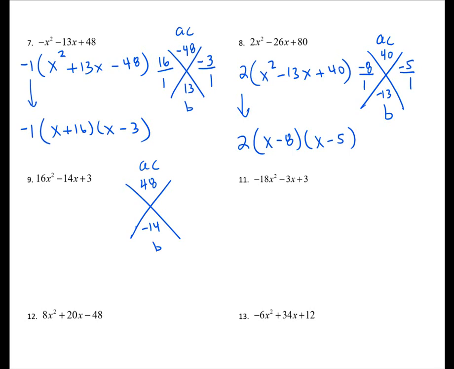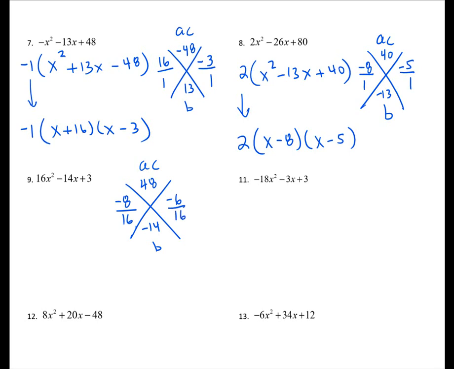Now, what two numbers multiply to give me 48, but add up to give me -14? So it looks like -8, -6. If I multiply, I get +48. If I add, I get -14. All right, so I found my two numbers. Now I need to divide by whatever a is, which is 16.